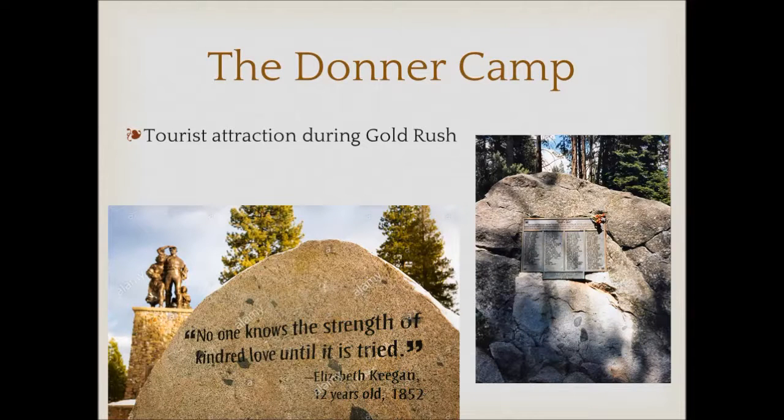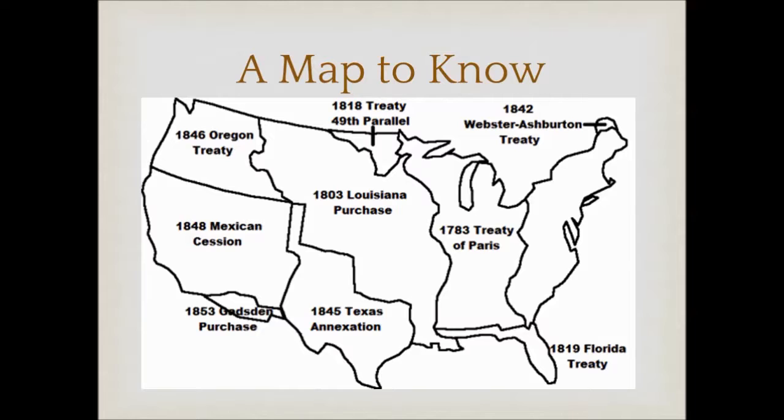So today, of course, the Donner Camp is a huge tourist attraction. It became that during the gold rush. And if you ever want to go through the Donner Pass, you definitely see this. So pretty neat place to go. So now you have the Oregon Territory, the Oregon Trail. You know how people got across to California, but we still don't know how we got the Mexican Cession or the Gadsden Purchase. So let's get this unit done.